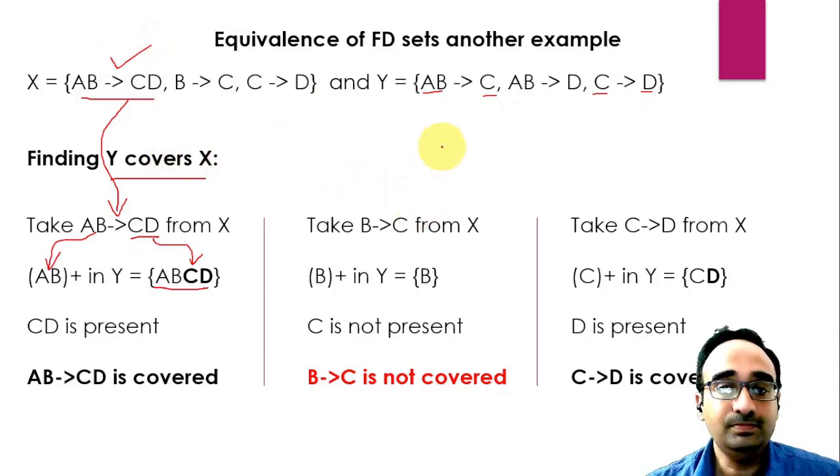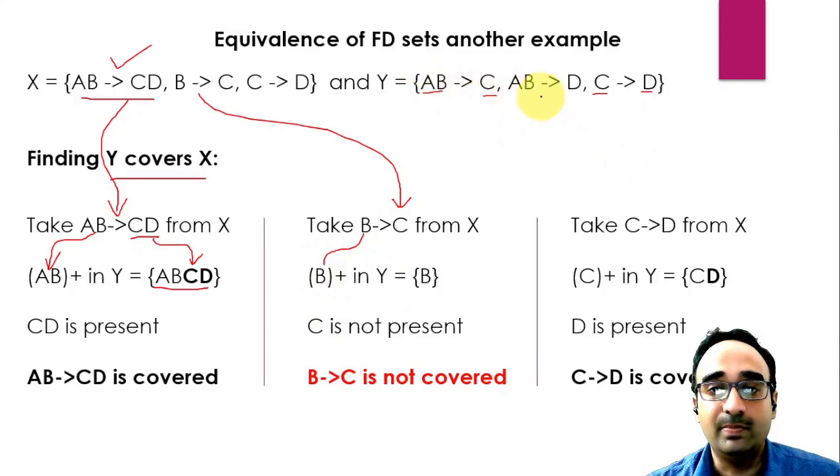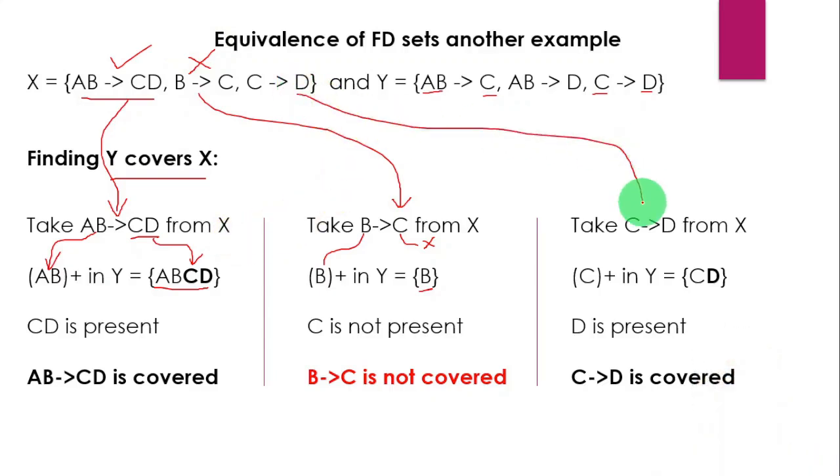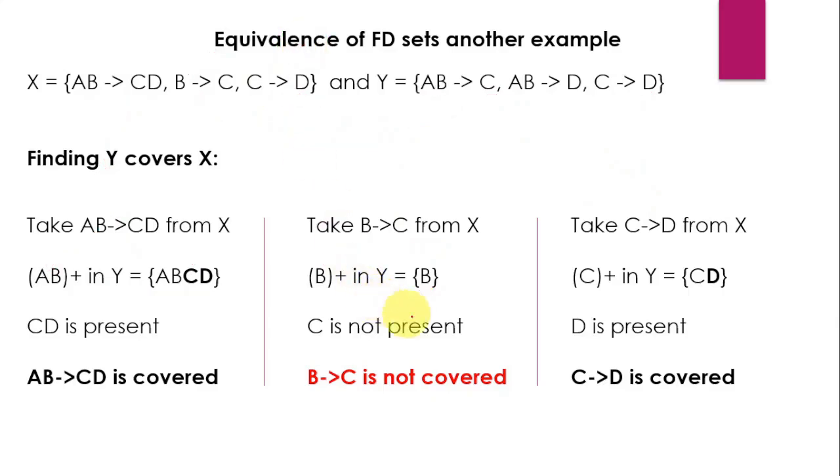Now take the second one, B to C. Calculate the closure of LHS, B plus. From B we are not able to get anything. Only B is there. So this RHS is not there in the closure, so we can't say that this FD is covered. And you take C to D. This is already present directly here, so no need to do this process. This is covered.